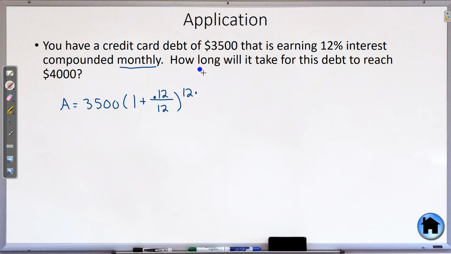Now we don't know the time. How long will this take? T. And what do we want to get up to? We want to get up to $4,000. So that will actually be this one over here, the y value essentially. So here we have an equation, and the exponent has our variable. And so we have to solve this equation to figure out how long does that take. And so first we're going to get rid of everything outside the exponential. We can divide both sides by 3,500.